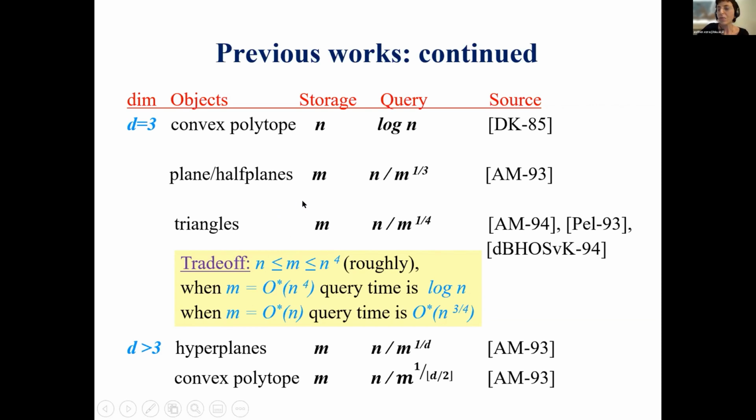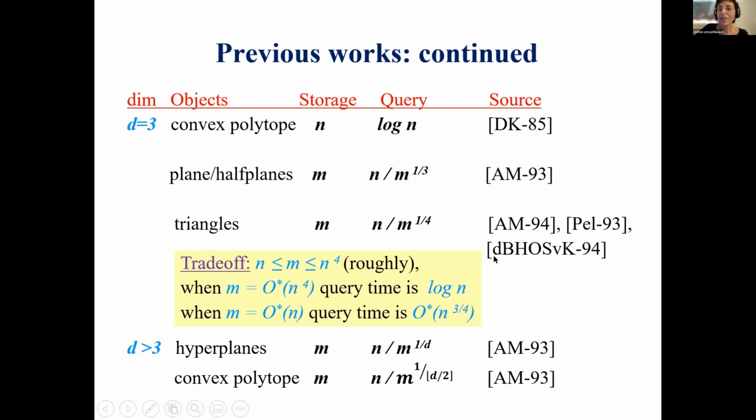For planes and half planes in 3 dimensions, Agarwal and Matoušek introduced a trade-off bound of M and N over M to the 1/3. This is based on a parametric search mechanism. So I'm going to give slightly more details about this result.